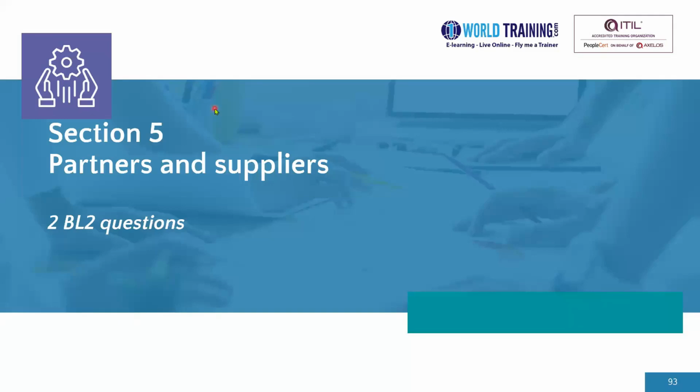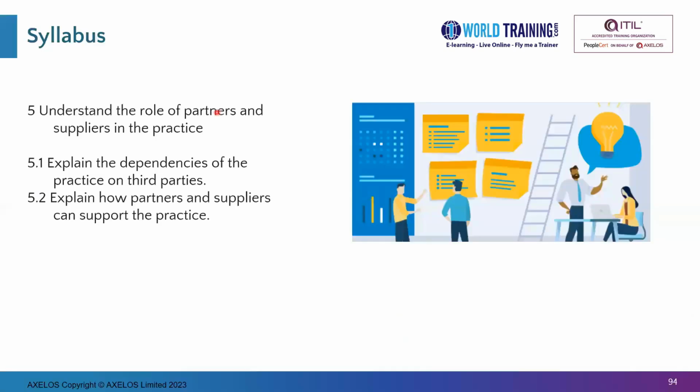We are in section 5, partners and suppliers dimension of the service level management practice. There will be 2 questions from this topic in the exam. Both questions will be at Bloom's level 2 of understanding. There are 2 things for us to pick up in this topic. First, the dependencies of the practice on third parties and what can partners and suppliers do to support this practice.